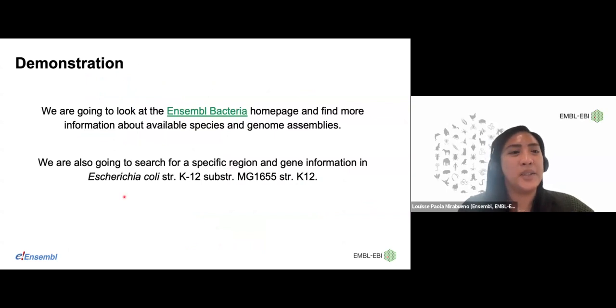All right, so I'm going to move on to a demonstration now. I'm going to show you how the Ensembl Bacteria website looks, and we're going to explore the home page and find how you can find out more information about the available species that we have and genome assemblies. Afterwards, we're also going to look at a specific genomic region, so how you can visualize the genomic region on the browser, and look at gene and transcript information.